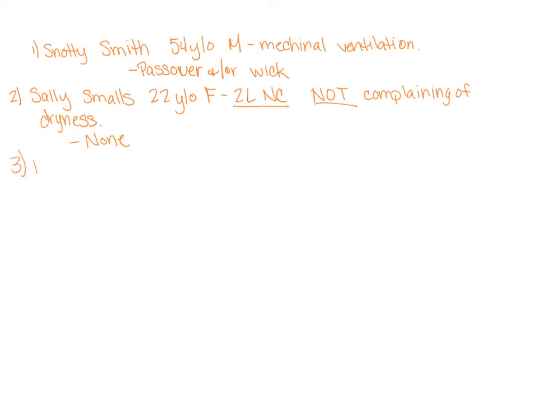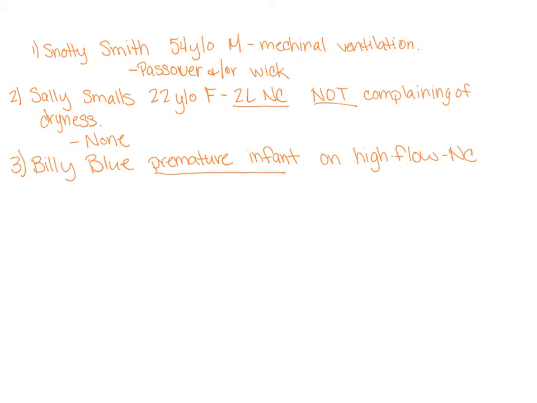Number 3, Billy Blue. He is a premature infant, and he's on high flow nasal cannula. What type of humidifier would you use? So for Billy Blue, premature infant, and we know he's on heated high flow, we would put him on a membrane.